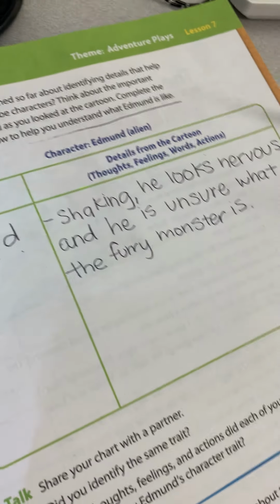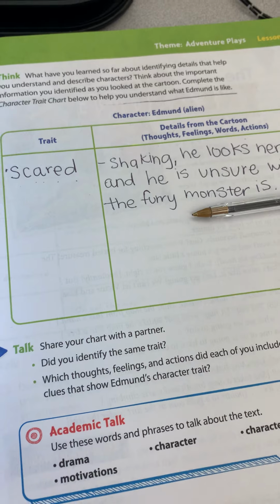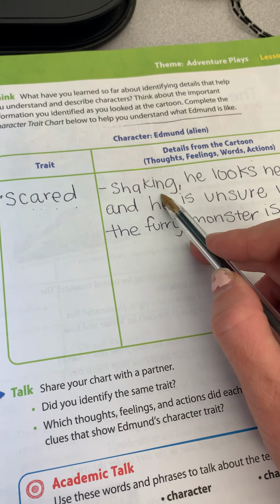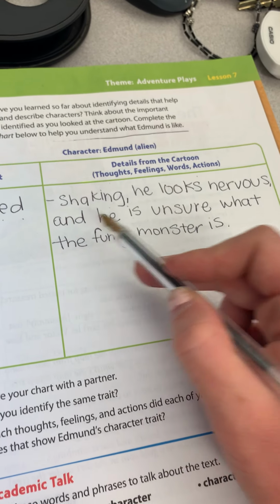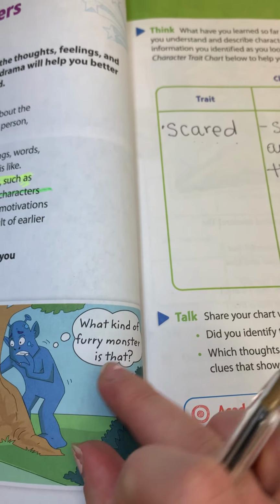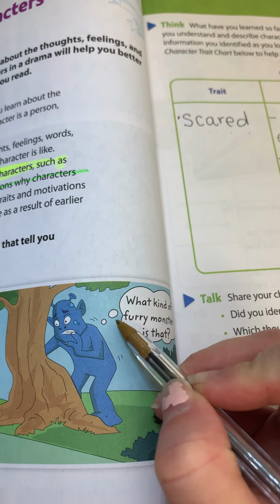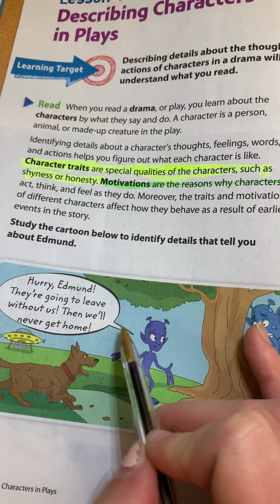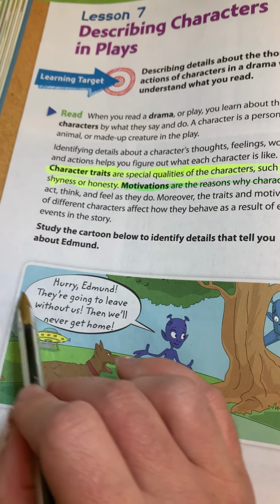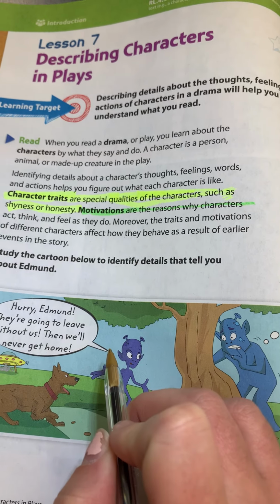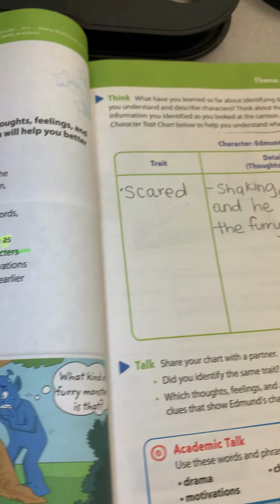Okay, I just listed reasons why I believe he's scared. I don't just think he's scared for no reason. The reasons I think he's scared is because he is shaking, he looks nervous, and he is unsure what the furry monster is, which is almost directly from his thoughts. When it has bubbles, that means it's a thought bubble. This kind means that he's actually talking. So learn how to distinguish those two different kinds. Thought bubble, speech right here, how it's directly coming from him.